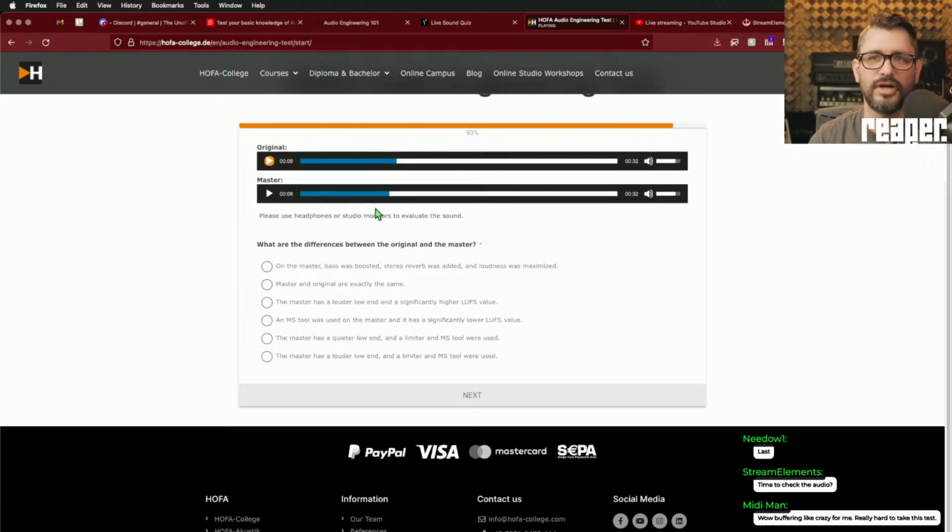There's definitely more reverb on it. Louder low end, limiter, MS tool were used. I mean, it's hard to say. Like if there's reverb there and you use an MS tool, it's going to change the balance of the reverb. So it could be that.